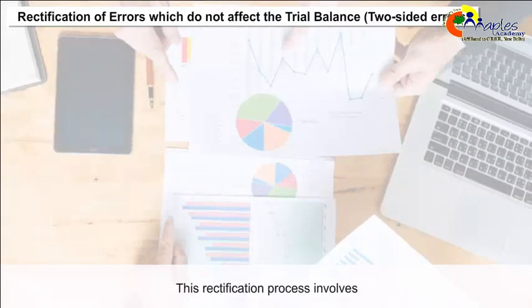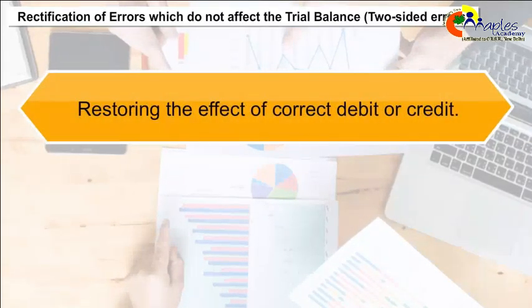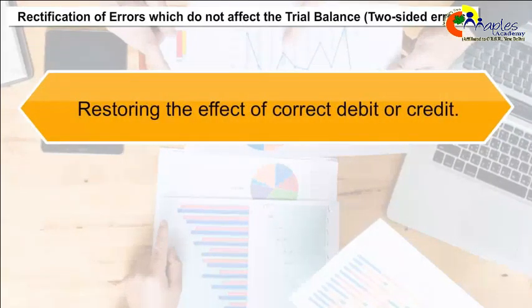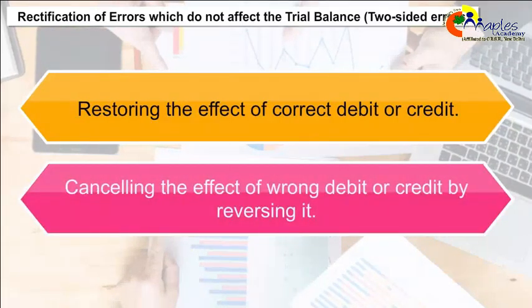This rectification process involves A. Restoring the effect of correct debit or credit. B. Cancelling the effect of wrong debit or credit by reversing it.